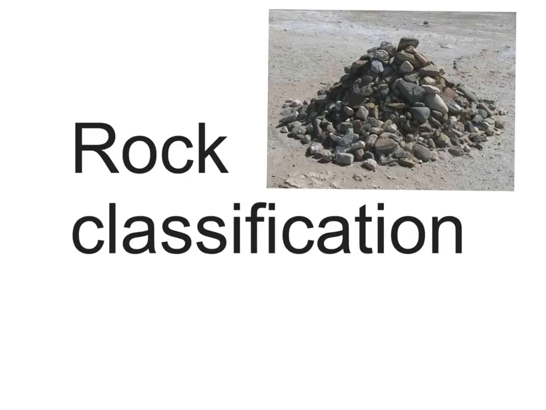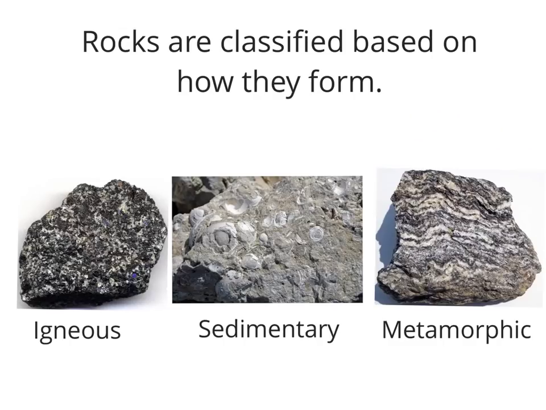If you had a pile of rocks like the one you see on the screen, well, you could sort it in a number of ways. But the way that scientists classify rocks is according to how they form. There's three basic groups of rocks: igneous rocks, sedimentary rocks, and metamorphic rocks. They all form in different ways.